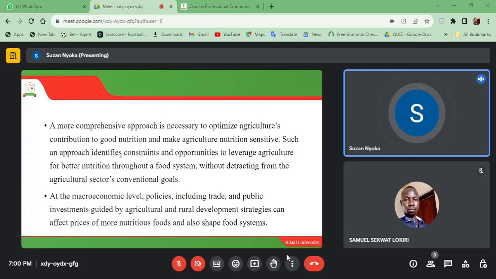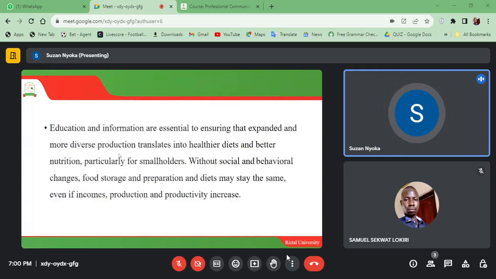Education and information are essential to healthier diets and better nutrition, particularly for smallholders. Without social and behavioral changes, food storage and preparation and diets may stay the same even if incomes, production and productivity increase.